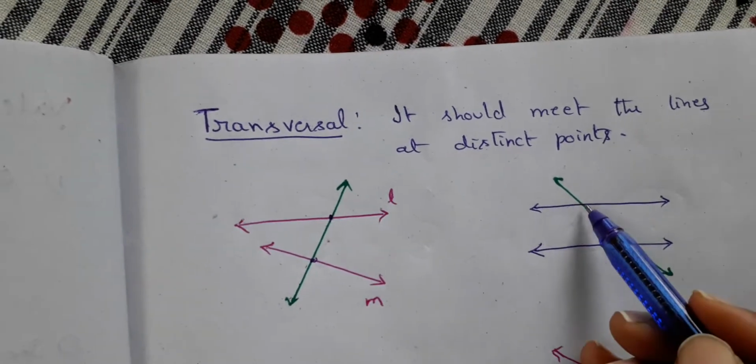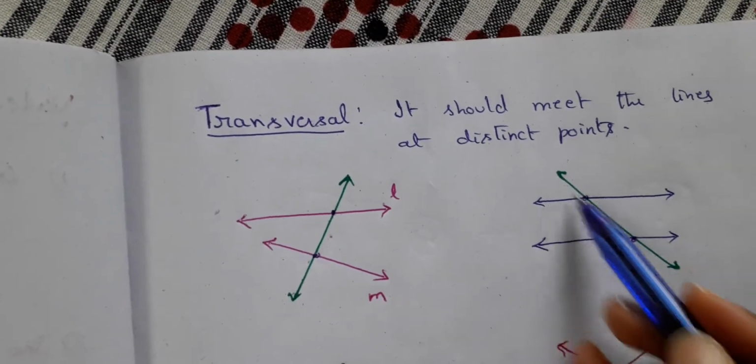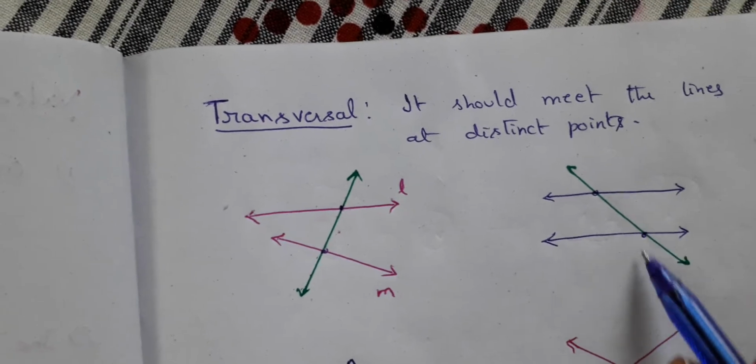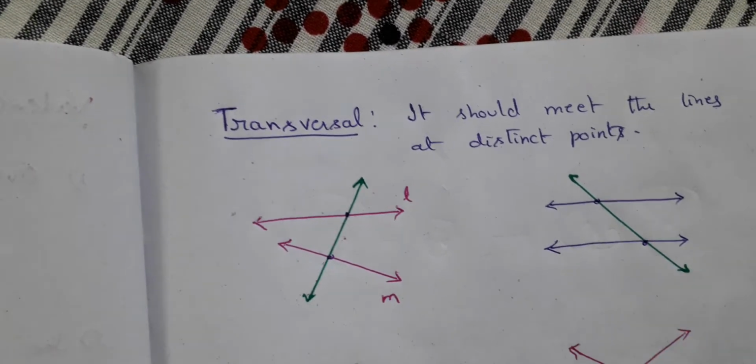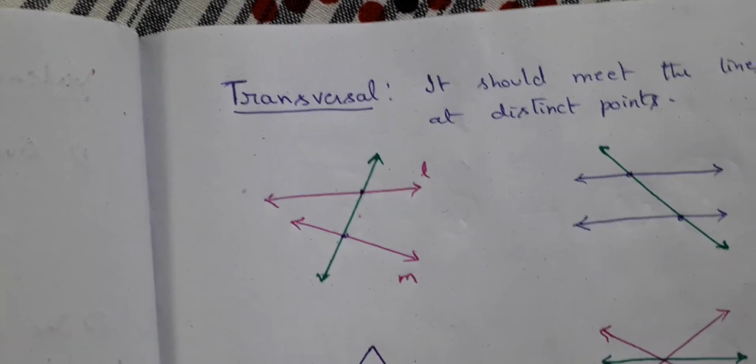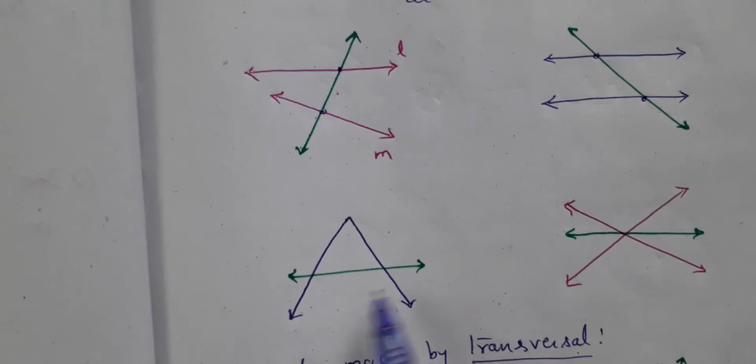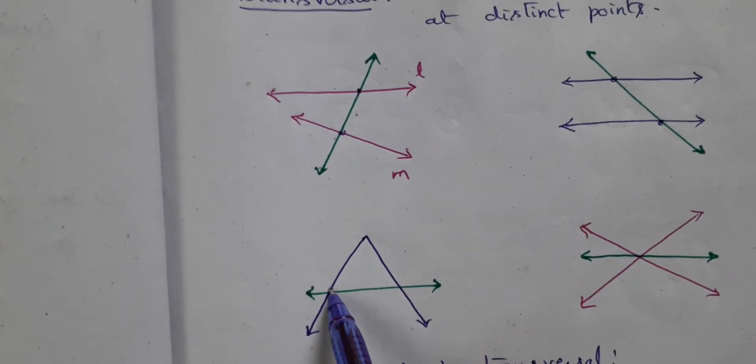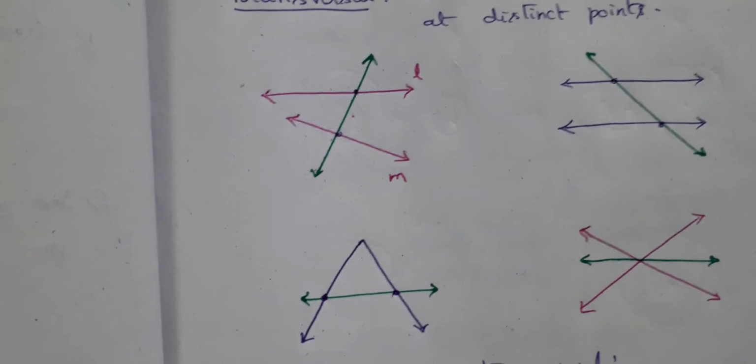Yes, this is also a transversal. It is meeting these two lines at two different points. This is a transversal here. This is a transversal. This is meeting these two lines at two different points, at distinct points.